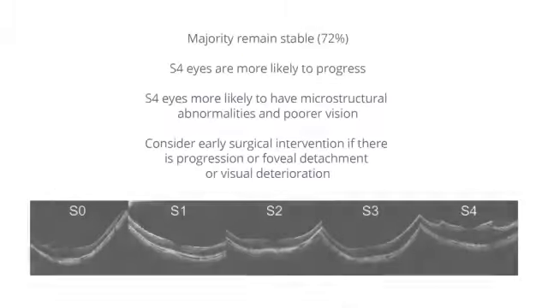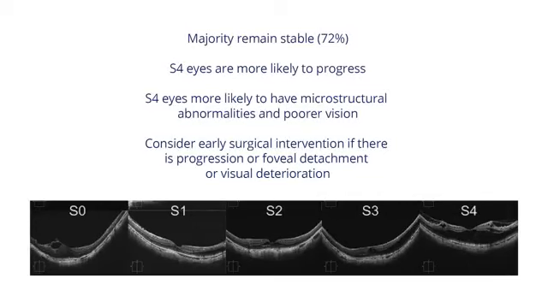We would recommend observation, especially of the more advanced stages, and consider early surgical intervention if there shows to be any signs of progression in terms of vision loss, progression of symptoms such as metamorphopsia, or on OCT there is development of foveal detachment or threat to macular hole formation.